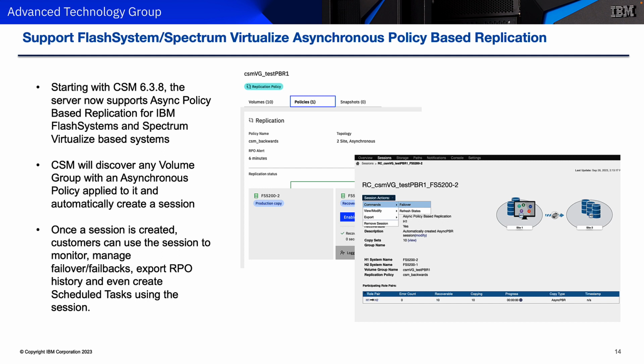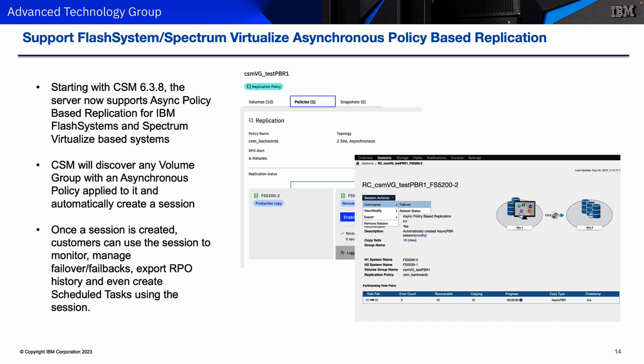So what that means is on the storage system itself, you would apply the asynchronous policy, and as long as CSM is connected to that storage system, we will automatically discover it and build a session for you. From that, you can do a number of things in CSM. You can monitor it, you can manage failover and failbacks, and you can export RPO history because we'll keep RPO history for that session.